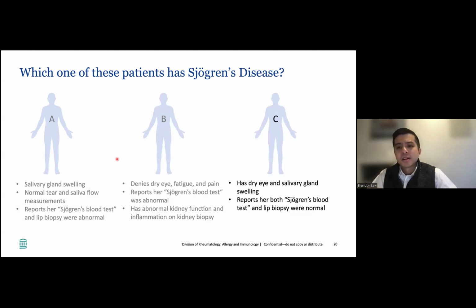What about patient C here, who has dry eye and salivary gland swelling, but reports that her blood test for Sjögren's and her lip biopsy was normal? So you can see here, there's a lot of variations here of patients that might have some collection of symptoms, some collection of tests that may or may not sort of support a diagnosis of Sjögren's. But in fact, these are all patients of mine, and actually they all eventually were diagnosed with Sjögren's. So that's a little bit of a trick question, but I think this kind of shows you how there could be a lot of variations of a theme when evaluating a patient with Sjögren's.